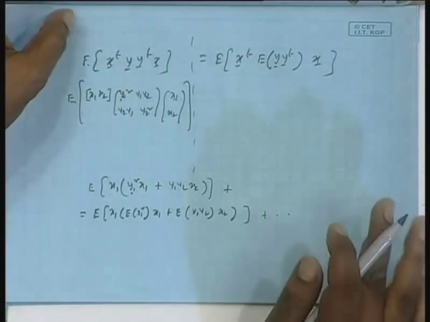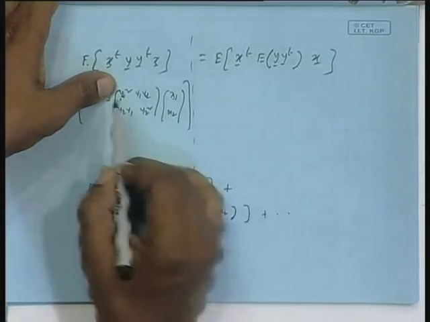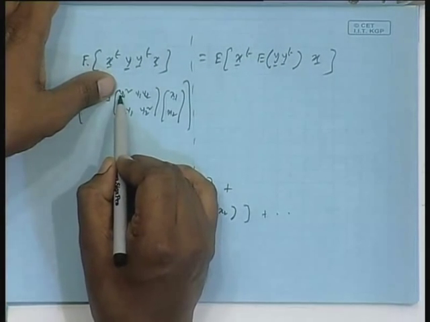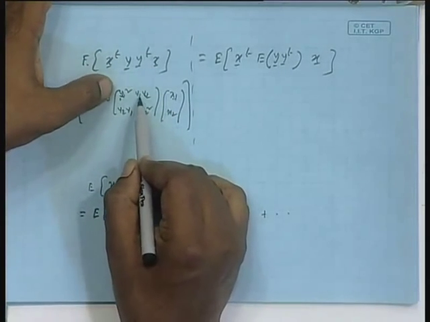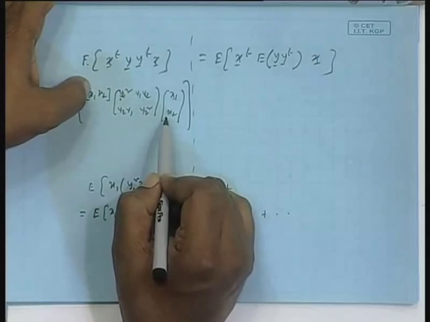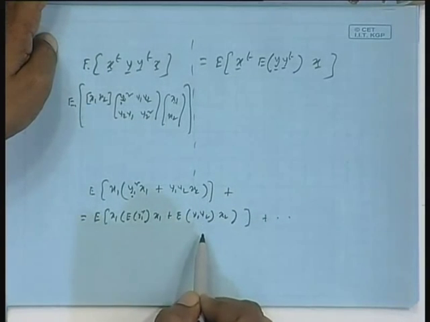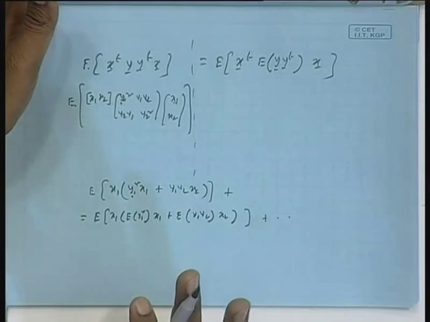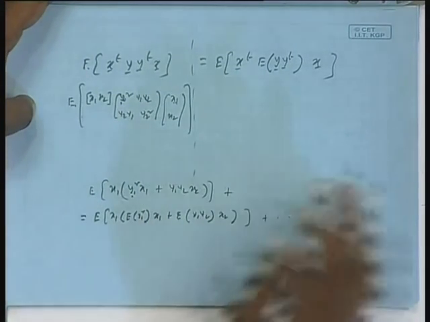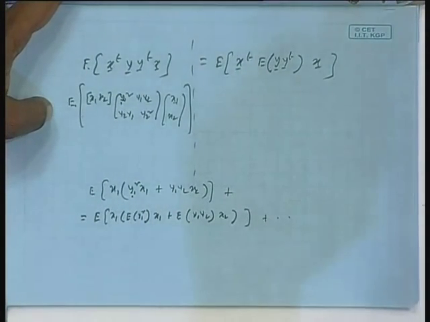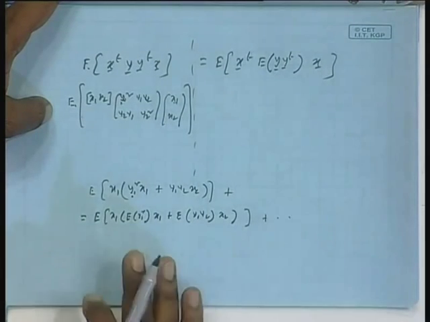So what is this after all? It's like if you apply E over this matrix, E y 1 square times x 1 into x 1, E y 1 y 2 times x 2, x 2. Isn't that this? Please see what I'm doing. In case you want, I can repeat. Have you understood this simple technique?